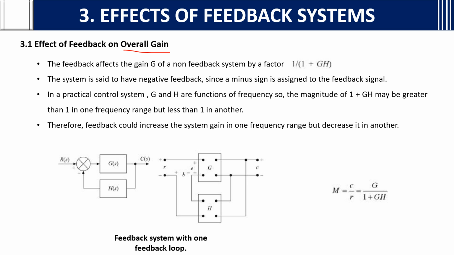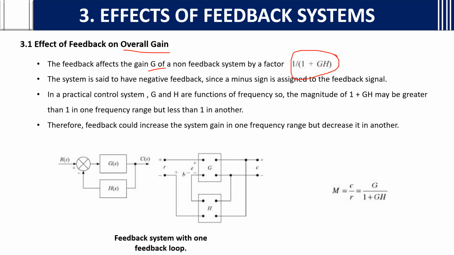How the feedback affects the overall gain. The feedback affects the gain G of a non-feedback system by a factor of 1 by 1 plus GH. It is telling that the feedback affects the gain G. If you see, this G is getting affected by 1 by 1 plus GH.